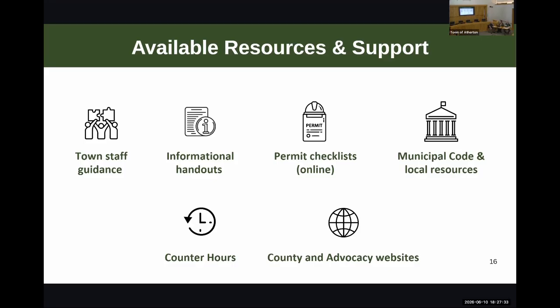There's one here from the Bay Area governments. There's one here that's from the state of California. This is the most recent one from March. A lot of good information in there for ADUs in general, and in some cases, ADU legalization and the amnesty program. Permit checklists, we have those online. They kind of show what your inspections might be. Our municipal code and other county and advocacy websites.